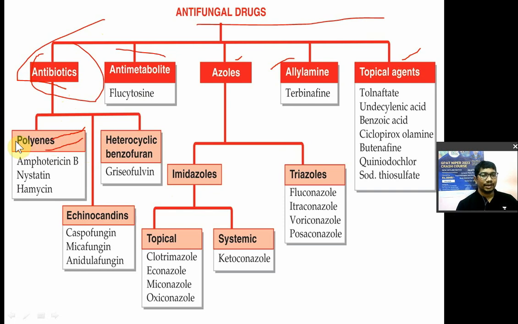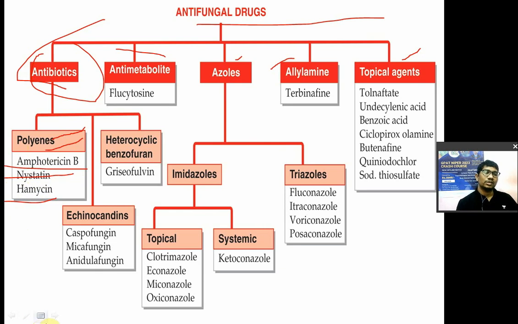So like alkane, alkene and alkyne. Alkane will have a single bond, alkene will have a double bond, alkyne will have a triple bond. So these polyene antibiotics will have double bonds in the structure. The first drugs from polyene are amphotericin B, nystatin and hamycin. You can remember this by N, H, A: N for nystatin, H for hamycin, A for amphotericin B. So they are polyene antifungal drugs.